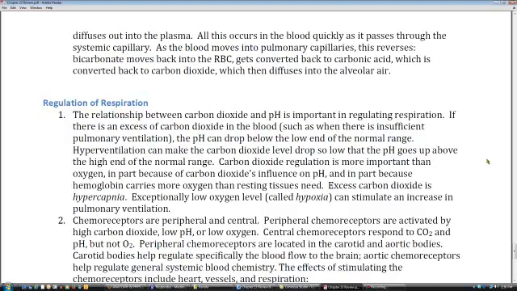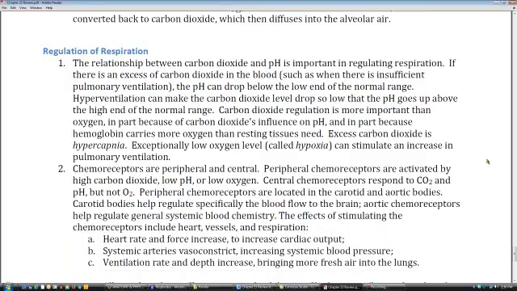I'm going to go ahead and finish up with regulation because it kind of goes with the blood transport. It's that relationship between carbon dioxide and pH that regulates respiration. If the pH in your brain gets too low, it just shuts the brain down. Acidosis inhibits neuronal activity. So you can actually go into a coma as a result of acidosis.